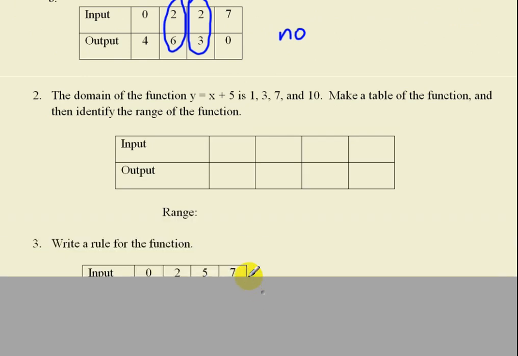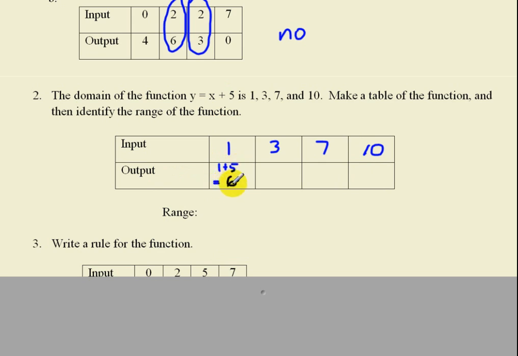In number 2, the domain of the function y equals x plus 5 is 1, 3, 7, and 10. Make a table of the function and then identify the range of the function. So the domain we can fill in as our input, 1, 3, 7, and 10. And then to get the output, we're going to take 1 plus 5. So whatever our input is, add 5.